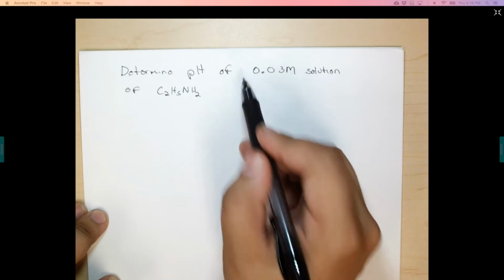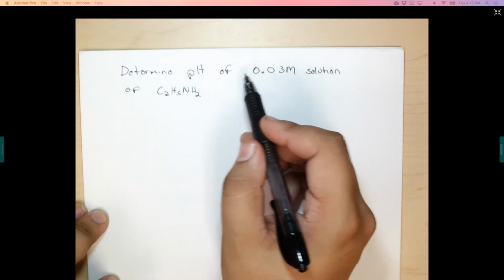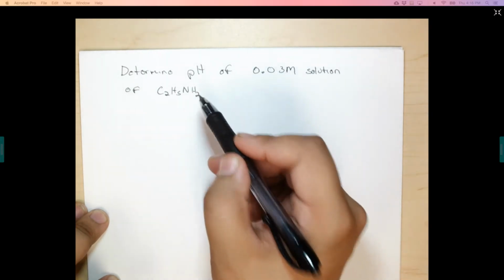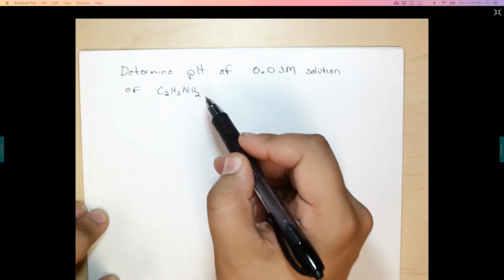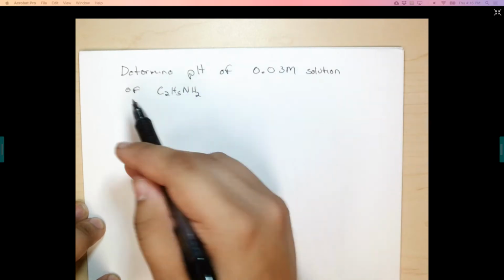Okay, so we're dealing with ethylamine, and as soon as you see determine the pH and you have concentration, know that you are going to be dealing with an ICE table situation. From there you're going to be able to determine amount dissociated, and then from there determine concentration of an acid or a base in solution.